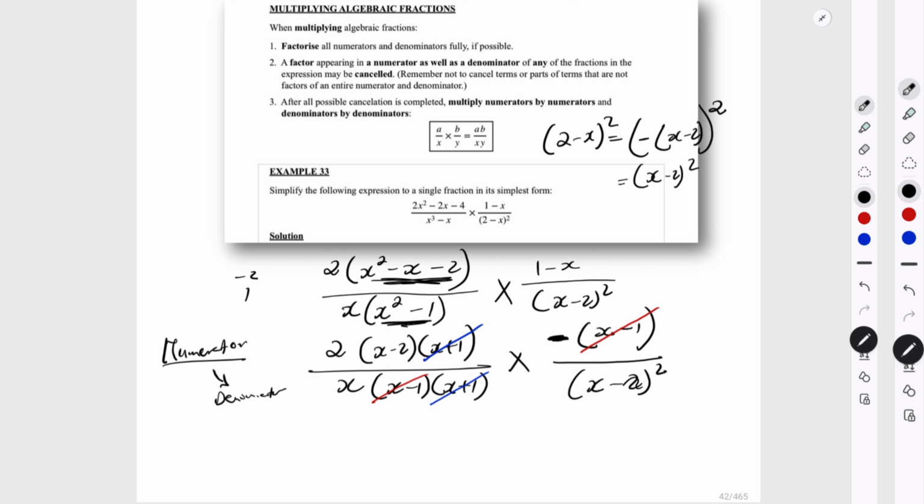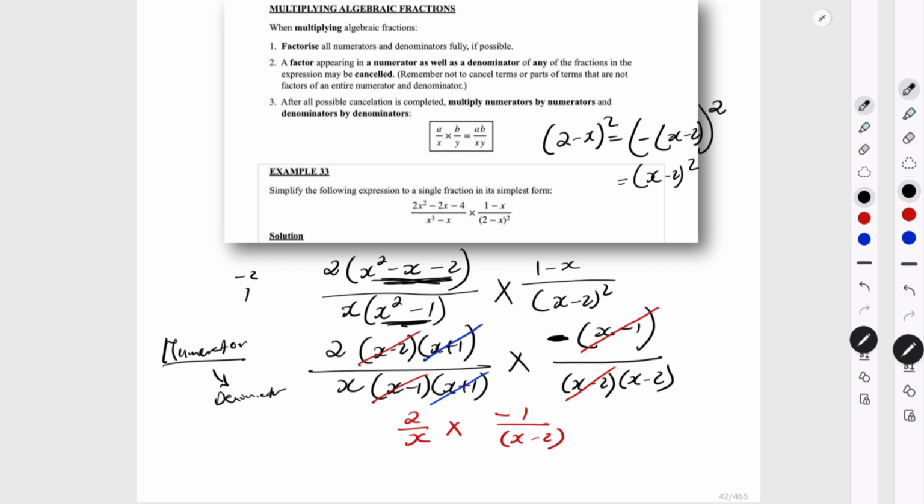Now let's expand this. We could have expanded this. This is the same as x minus 2, x minus 2. And then 1 is a denominator. Yes, and then 1 is a numerator. So I can cancel those two. What am I left with? So I'm having now 2 over x this side times negative 1 over x minus 2.